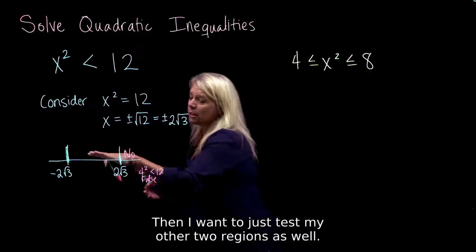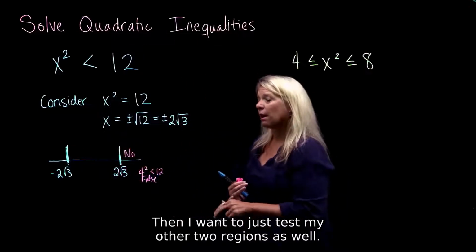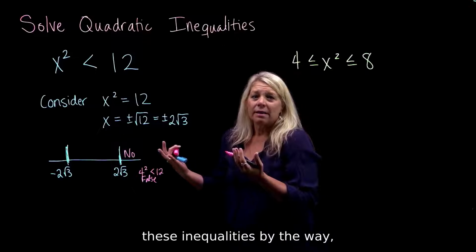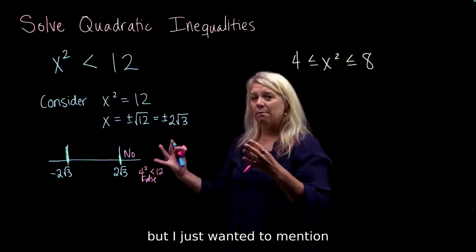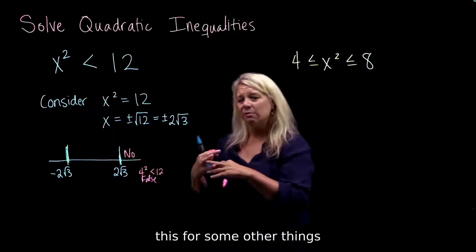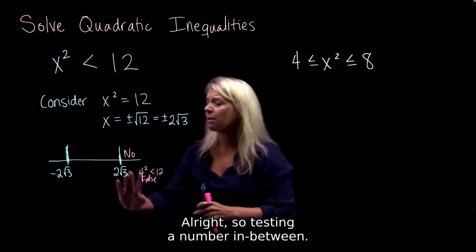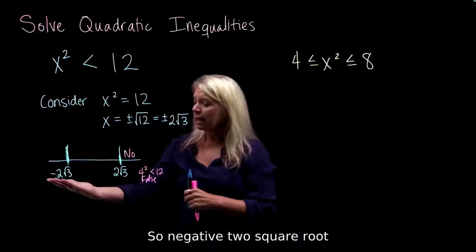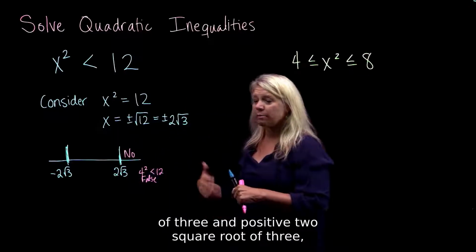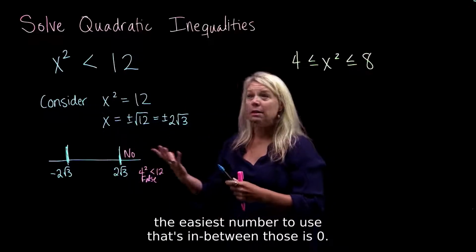And then I want to just test my other 2 regions as well. There are other ways to solve these inequalities, by the way, but I just wanted to mention this as a strategy because we'll use this for some other things actually later this semester as well. All right, so testing a number in between. So negative 2 square root of 3 and positive 2 square root of 3, the easiest number to use that's in between those is 0.